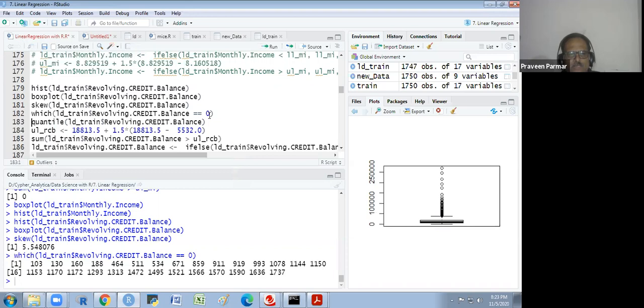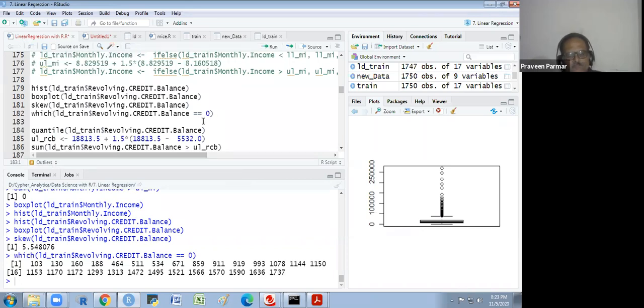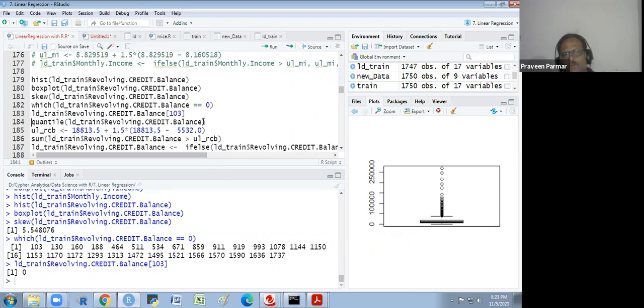These are the indexes we are getting: 103, 130. If you see there, this is a 0. I will show you. LD_trend$revolving, which 103, I will show you. 103. See, it is 0. So these are zeros. They are 16, 17, 18, 19, 20, 21, 22, 23, 24, 25, 26, 27, 28.